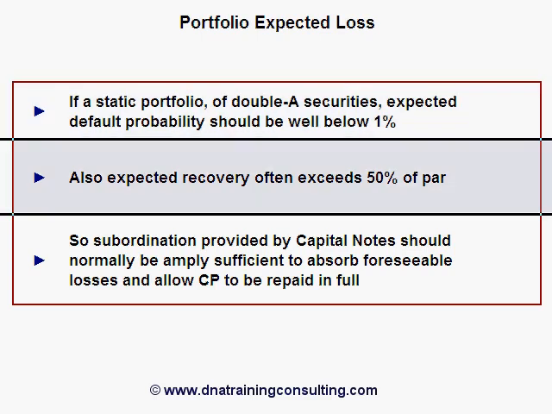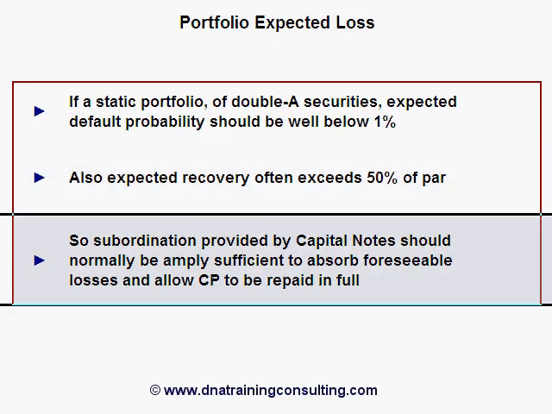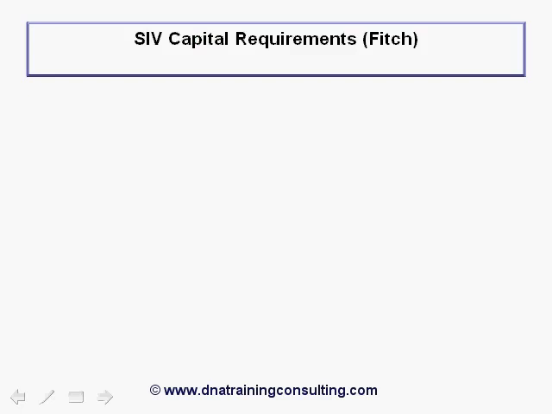Remembering also that securities in default have a recovery value that often exceeds 50% of par, we can see under this analysis that the subordination provided by the capital notes is amply sufficient, based on these assumptions, to absorb any foreseeable losses in the portfolio, and therefore they leave the CP to be repaid in full.